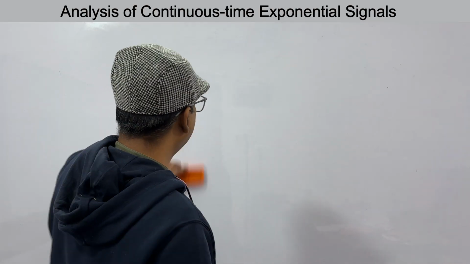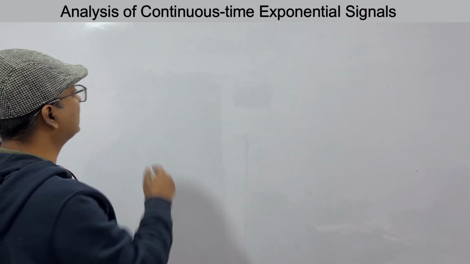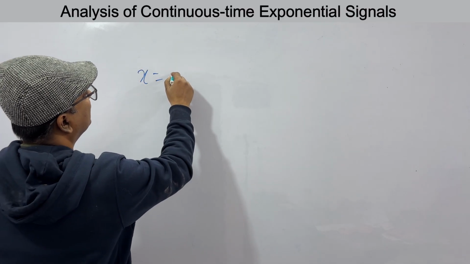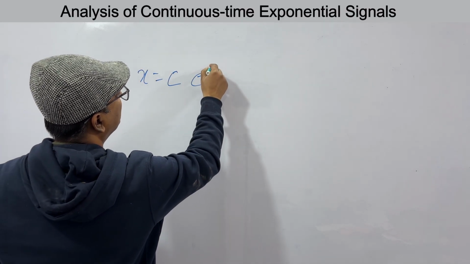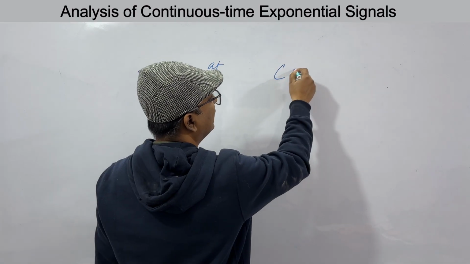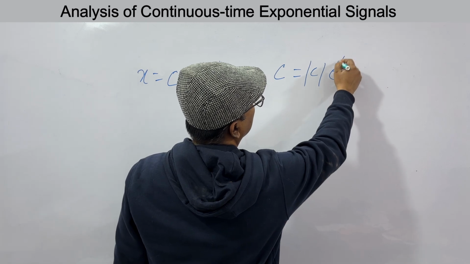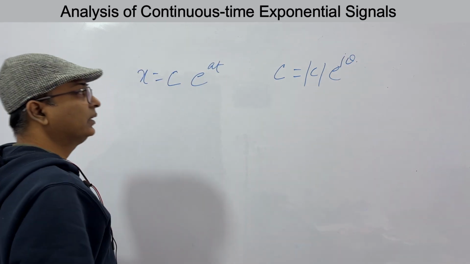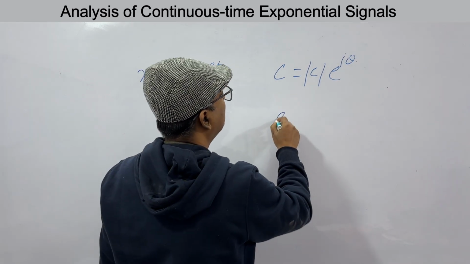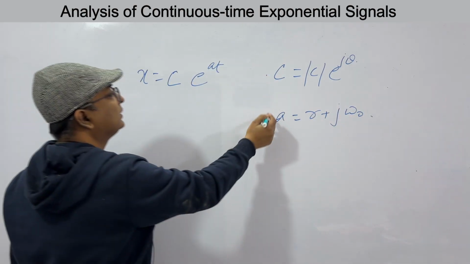So now we have seen different components, we can analyze the general complex exponential signal. I had written x of t is equal to c e to the power at, where c and a are complex. Let's define c as e to the power j theta, okay, and a as r plus j omega 0. So both these numbers are complex.